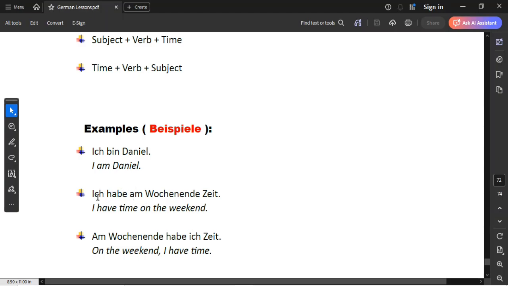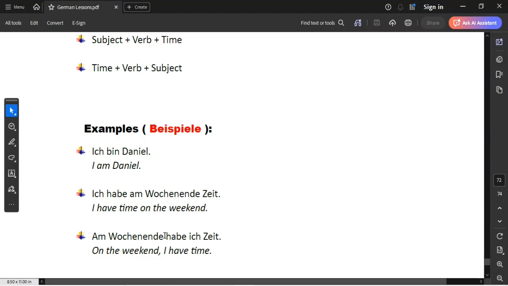Beispiel Nummer 2, we have Ich habe am Wochenende Zeit. Ich is the subject. Habe is the verb. Am Wochenende is the time. Then Zeit, we can also say it's the subject. So the verb will always come in the second position, and time can either come at the first position or am Ende.